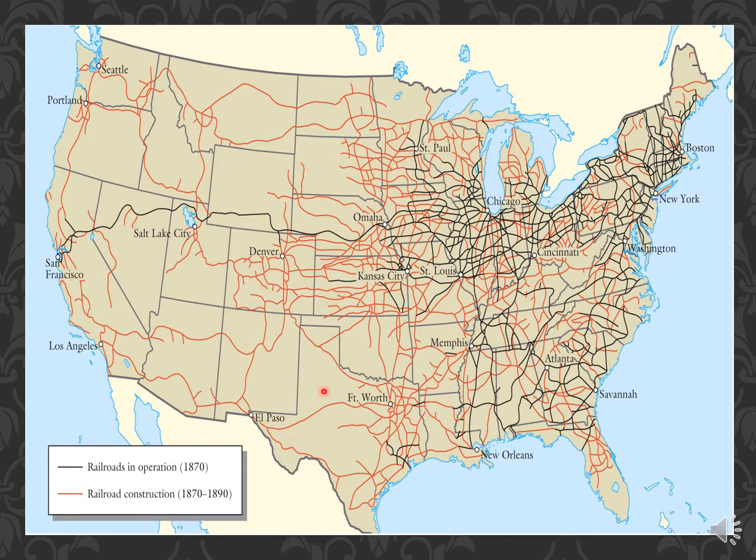Okay, so this is a map that shows us various things. The first is you can see all of those lines that you see on this map in black are the railroads in operation by 1870. So you'll see that the only transcontinental line is this one here, right? And I just described that one.